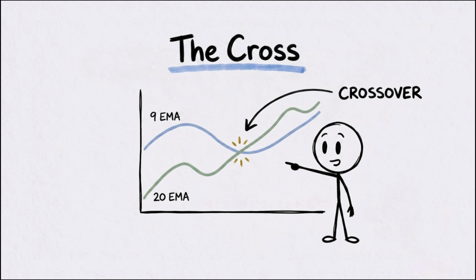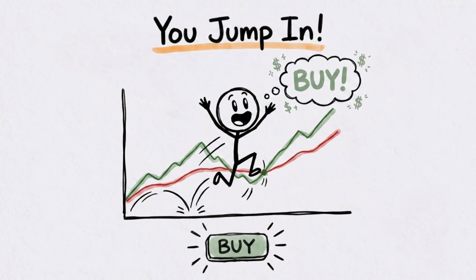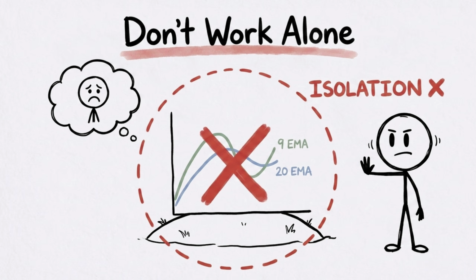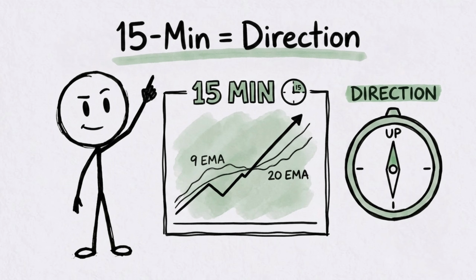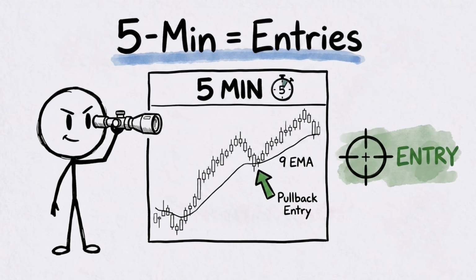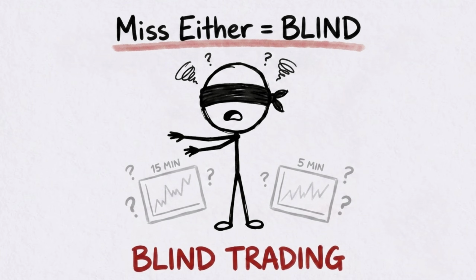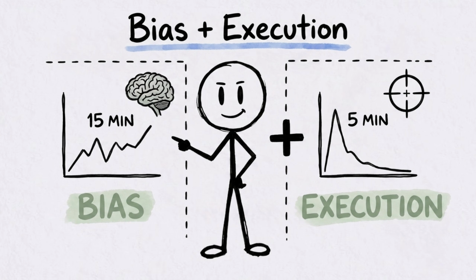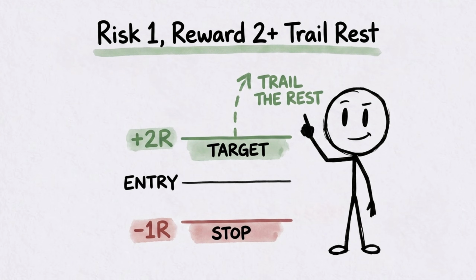You see the cross? 9/20. You jump in and you get chopped. Why? Because you're trading the wrong time frame with no plan. The 9 and 20 EMA do not work in isolation. You need the 15-minute chart for direction and the 5-minute chart for entries. Miss either? You're blind. By the end of this video, you'll have a dead simple 2-time frame system: 15-minute for the bias, 5-minute for the execution, minimum 1 to 2 risk to reward, trail the rest.